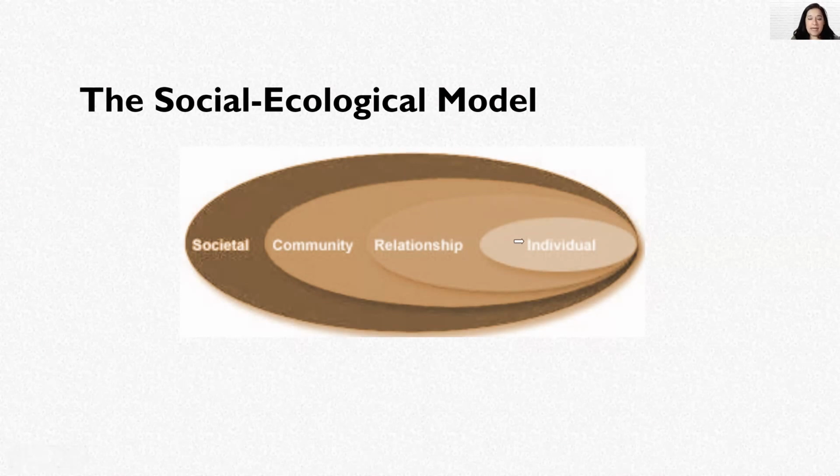So the individual lives in maybe a family, a household, or has relationships, right? So here's the social part of it. But then they live in the community, and that influences health as well. And then the society in which they live also influences health.